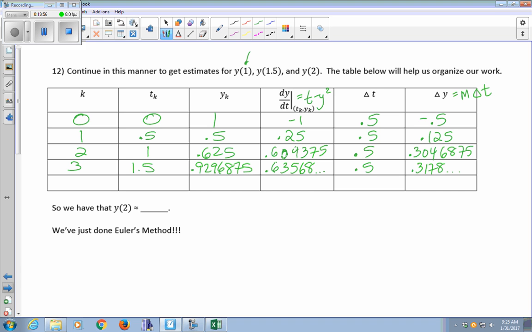Now I'm almost done, because the last thing I asked you to find was y of 2. So in my last step here, my new t is my old t plus delta t, so I get 2. My new y is the old y plus the delta y, and I get approximately 1.25. I don't have to calculate anything else, because that's what I asked you to find, y of 2, 1.25. At the very end, you can round. So this is how you do Euler's method. It's all based on using a tangent line approximation to the curve.